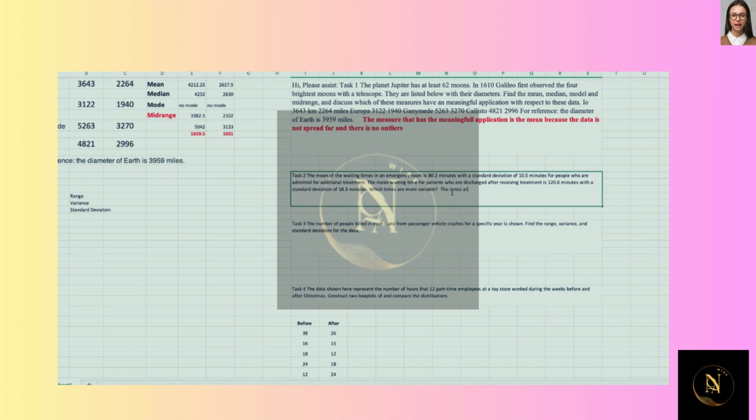The times that are more variable are the waiting times in the emergency room for people who are admitted for additional treatment.